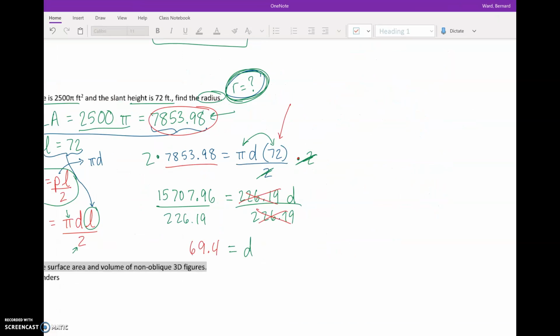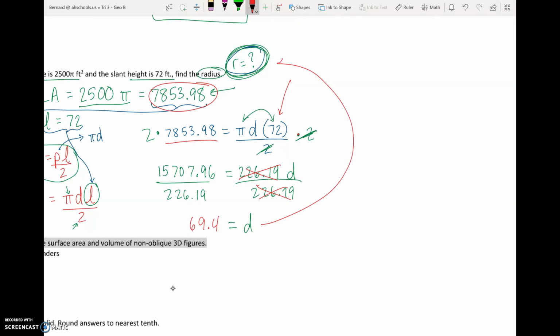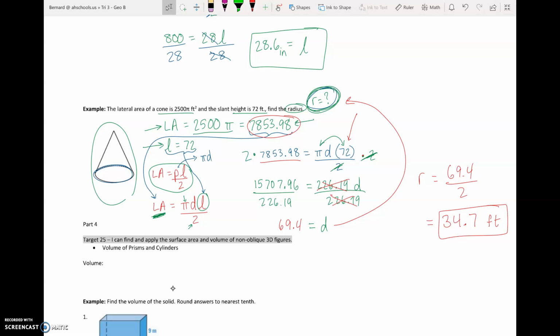Remember, we did not want diameter though. We wanted radius. And so our radius is 69.4 divided by 2, right? It's half of our diameter. And so when we do 69.4 divided by 2, we will get 34.7, and units are feet. So our radius is 34.7 feet in this problem. All right, and that's that.